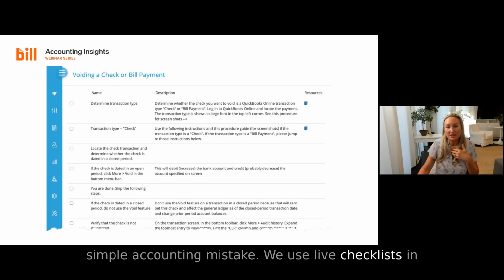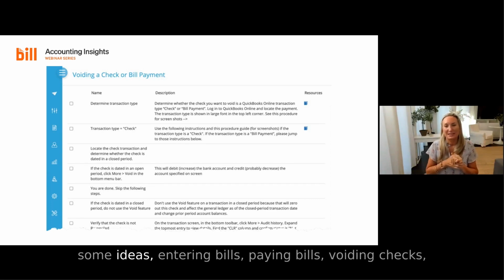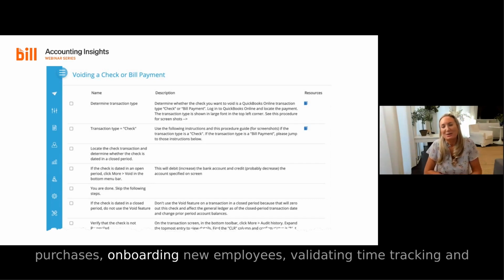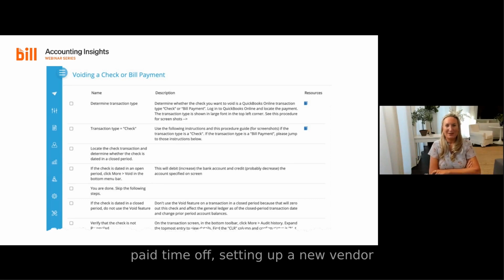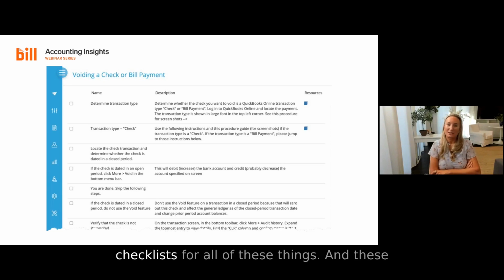We use live checklists in our firm for everything. I'll just call out some ideas: entering bills, paying bills, voiding checks, reimbursing employee expense reports, processing company credit card purchases, onboarding new employees, validating time tracking and paid time off, setting up a new vendor for sure. Anytime a vendor wants to change the address of where the payment should go, reconciling balance sheet accounts. We have checklists for all of these things.